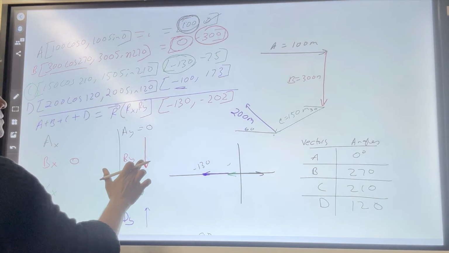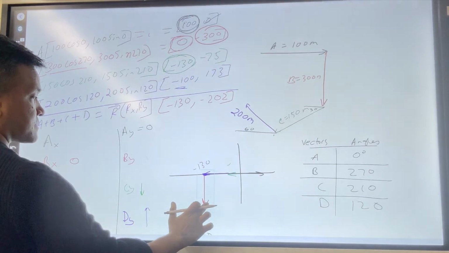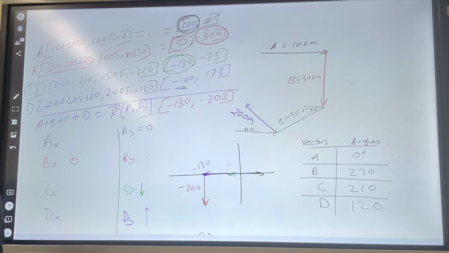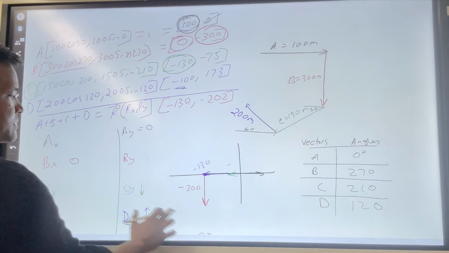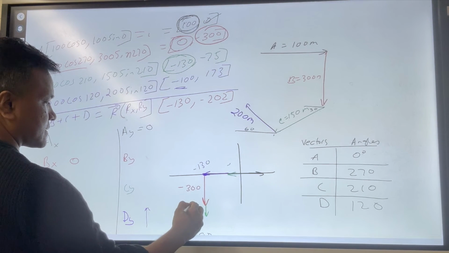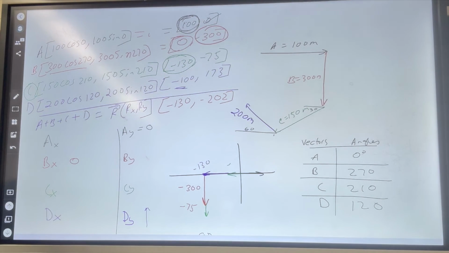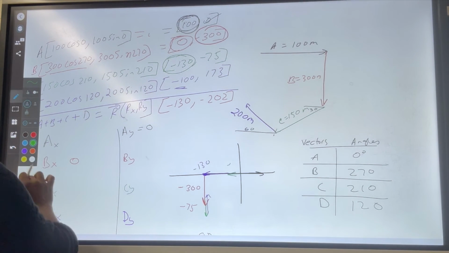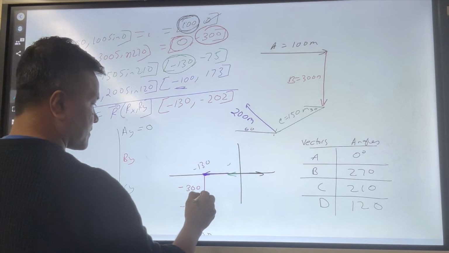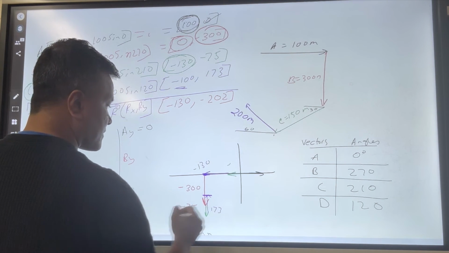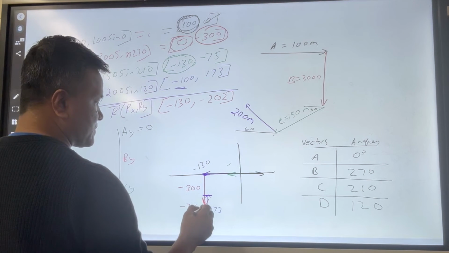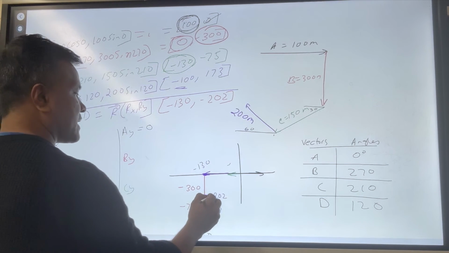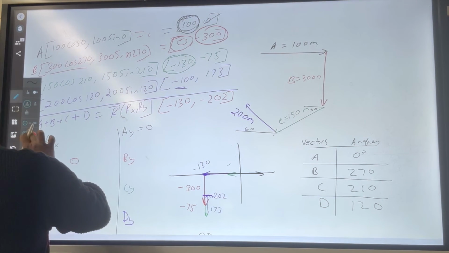Now we're going to do this one. This one is negative 300. Wow. This one is negative 75. This one is positive 173. So then this one is negative 202. Okay, negative 202.